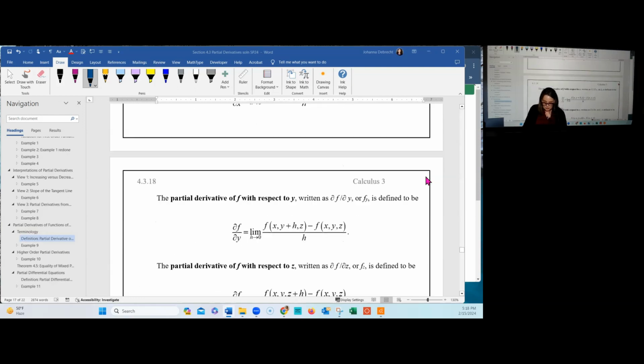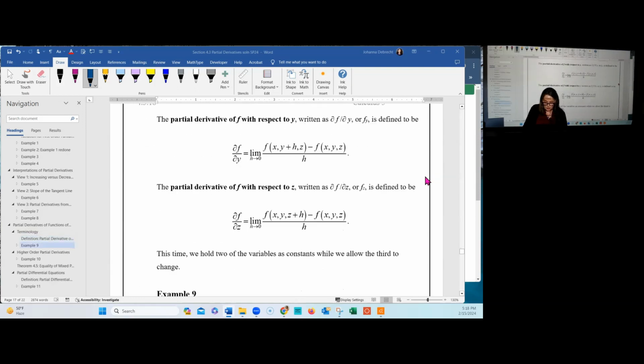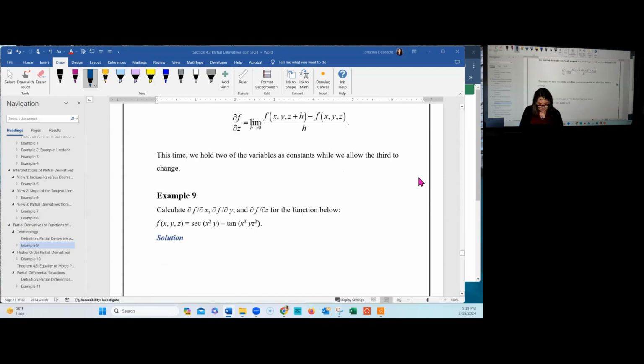We have the similar definition for the partials with respect to y and with respect to z. With respect to y, we allow the y to change just a little from y to y plus h, taking the limit as h goes to 0, but we hold x and z constant. And of course, the partial with respect to z, we hold x and y constant and allow z just to vary just a tiny bit, and then take the limit as h goes to 0.